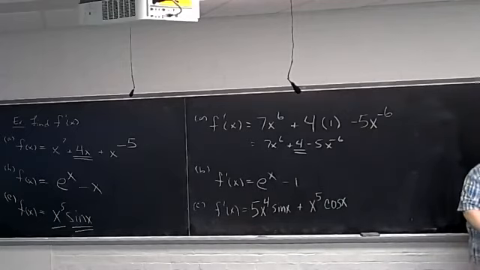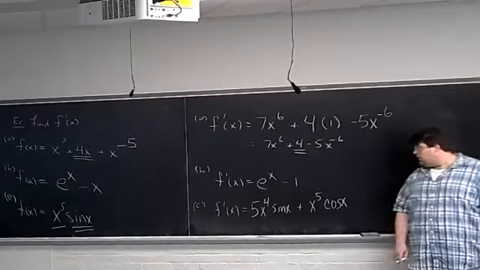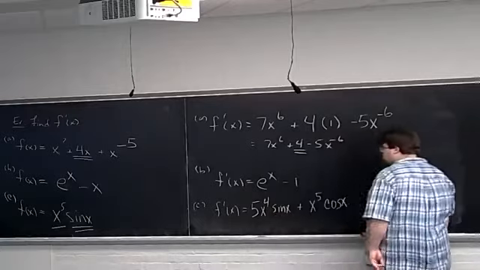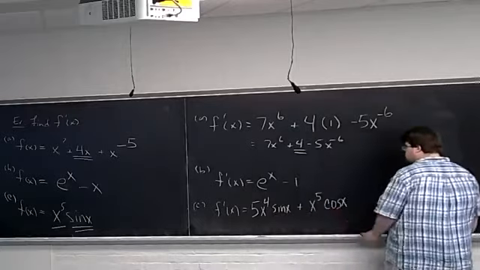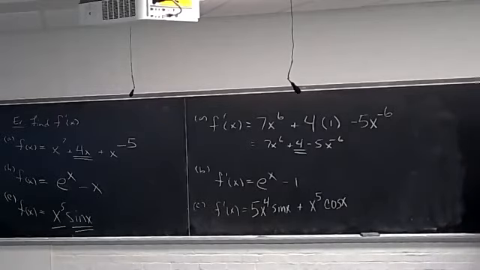And you don't have to bother factoring out an x to the 4. But here we have the product rule. Derivative of the first times the second plus the first times the derivative of the second. Any questions about part C?